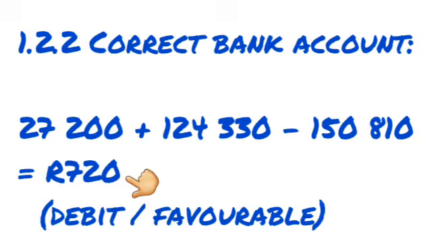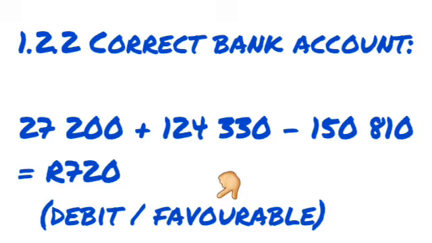Notice how I said a positive 720 because it's very important for you to take note of whether your final answer is a positive amount or a negative amount. If it has a minus sign next to it, meaning that it's a negative amount, it means a different thing from when it's a positive amount. What does it mean when it's a positive amount? When it's a positive amount, it means that it's a debit balance, meaning a favorable balance.